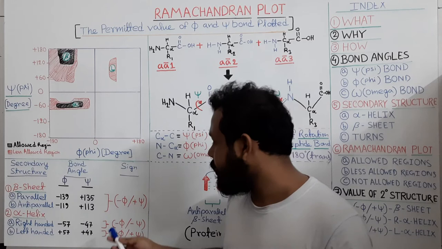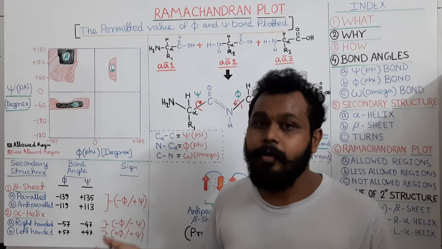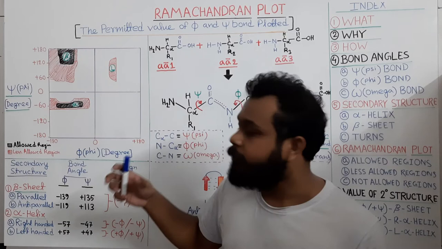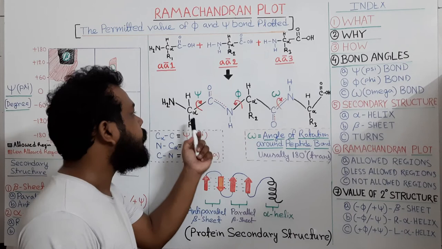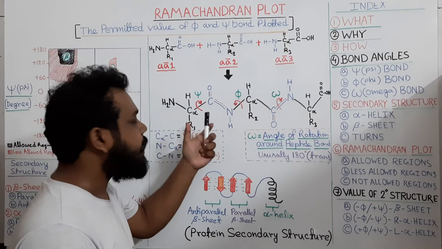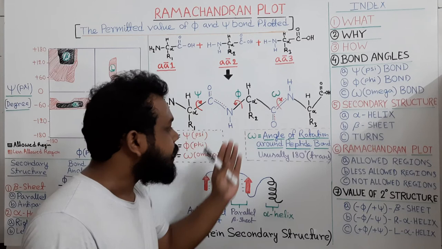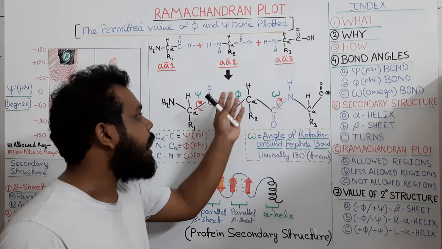But if the question is, if a protein has a negative phi value and negative psi value, what type of secondary structure will be favored? The right-handed alpha helix will be favored. In this way, from the phi value and psi value of an amino acid chain, peptide chain or protein, we can get the secondary structure of any protein from the plot of psi and phi values. Thank you for watching this video.